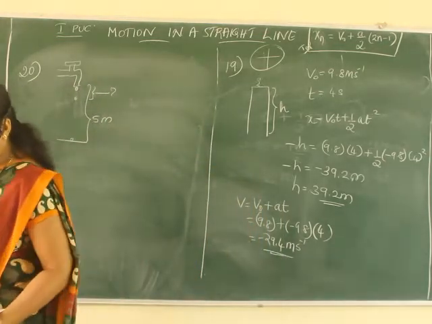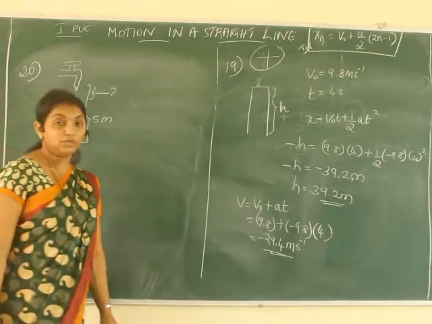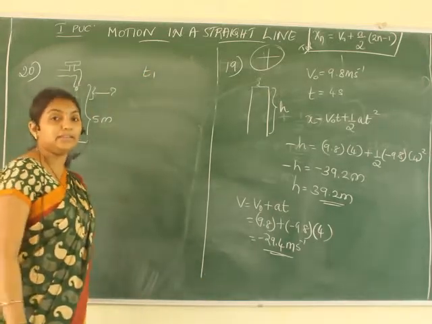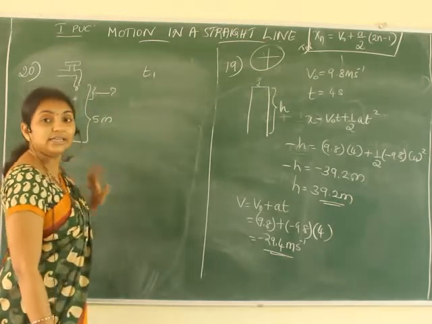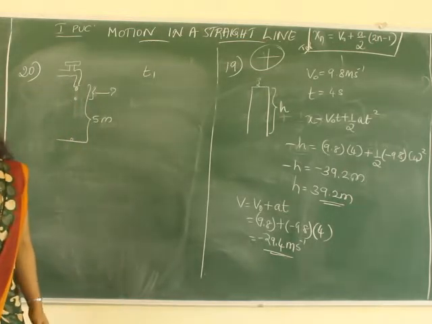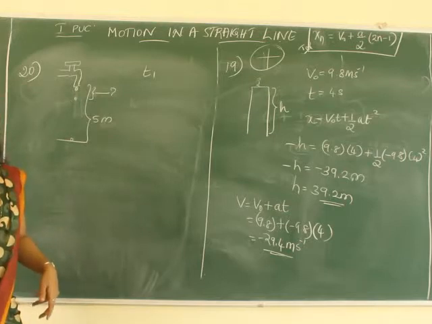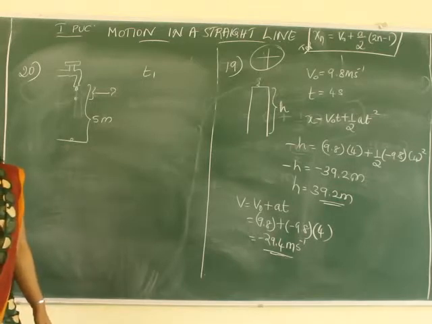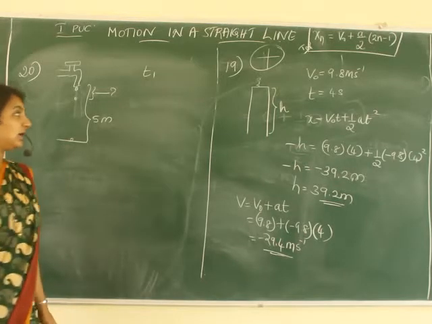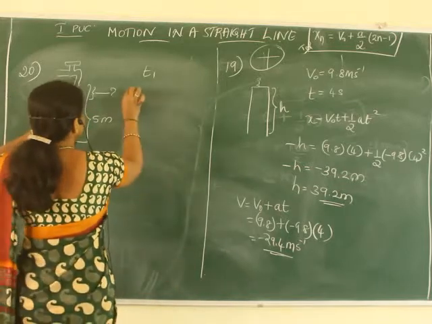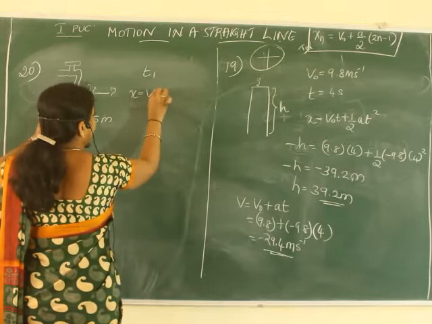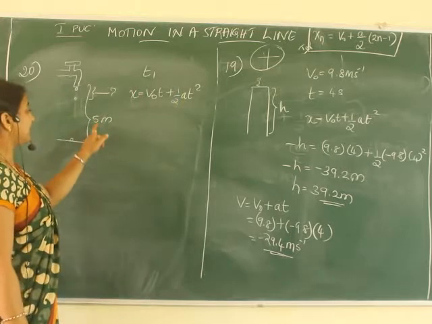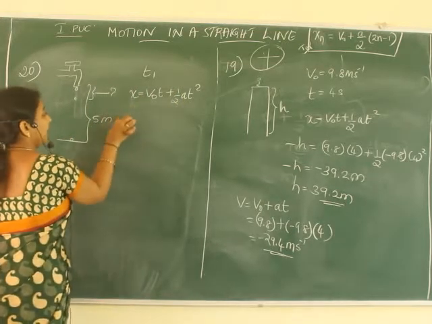Let us say T1 is the time taken by the first drop to reach the ground. Correct? So using the expression, which formula can I use? X is equal to V naught T plus half A T square. Correct? We know the distance travelled by the first drop, that is 5 meter.